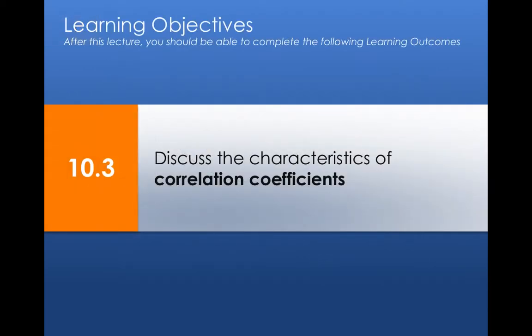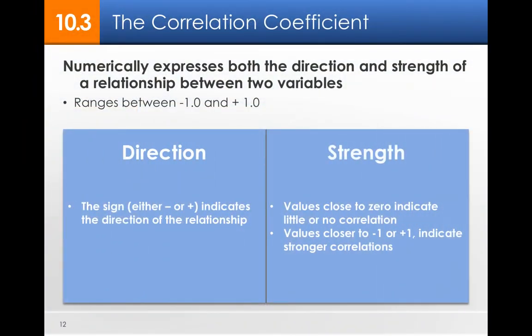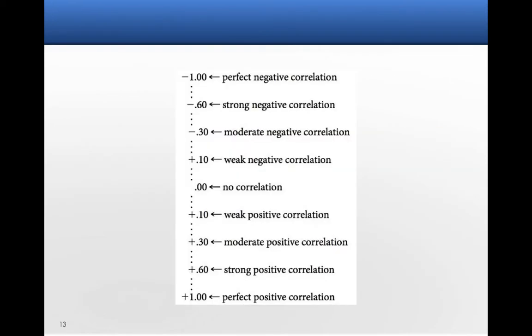What do we want to know about correlation coefficients? Correlation runs between -1 and +1. The direction is indicated by the sign, whether it's negative or positive. In strength, the closer it is to 0, the less correlation there is and the weaker the relationship is. The closer it is to 1, the stronger that relationship is, and 1 would indicate a perfect relationship. Here we've got a nice little chart that can be really helpful.